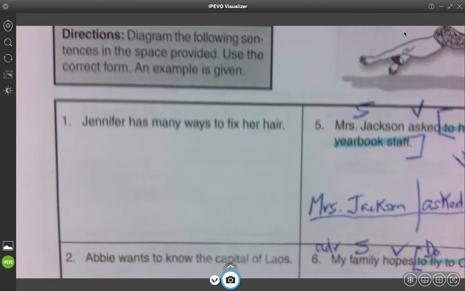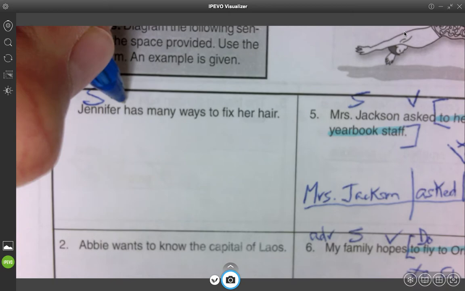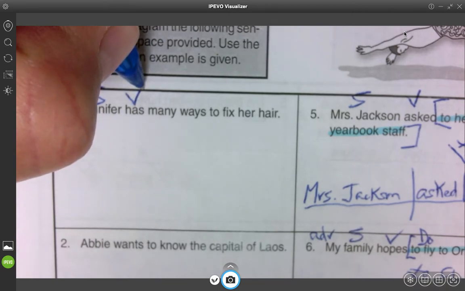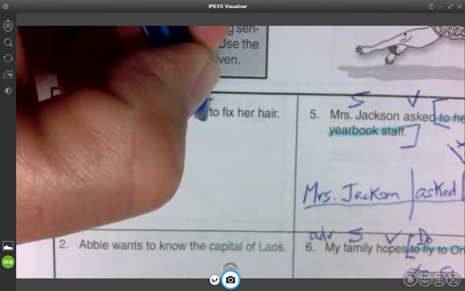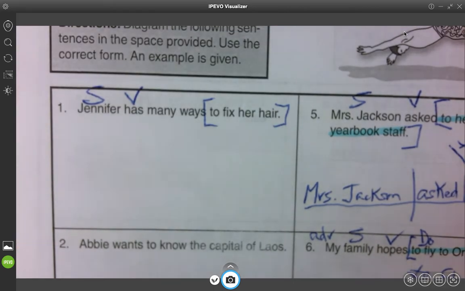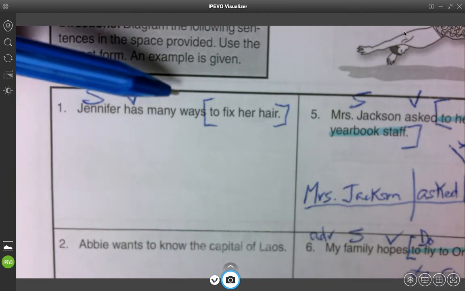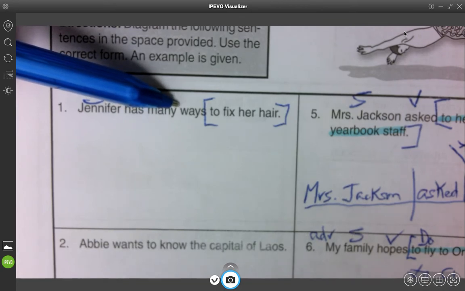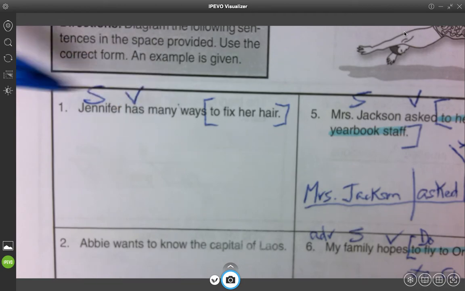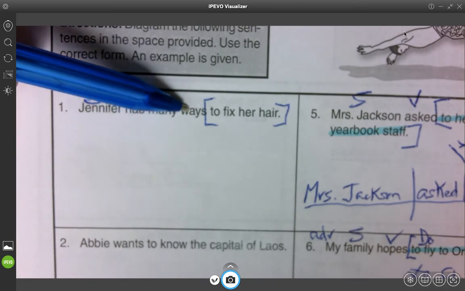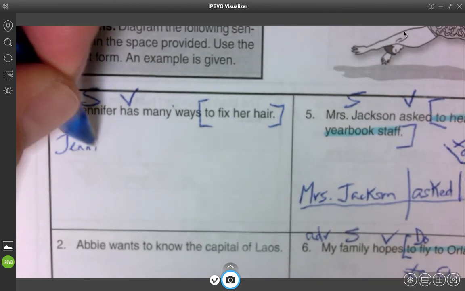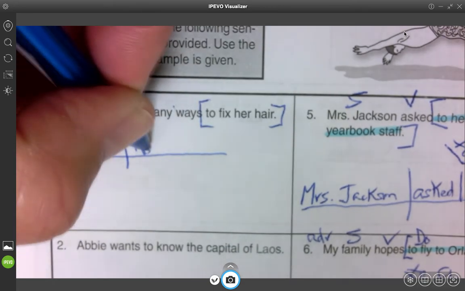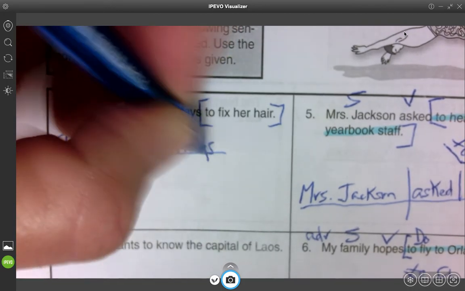We'll take one additional item. Subject, verb, I'm confused. I don't know what to do here. Has ways. What is this going to serve as? Is ways a verb, or is that a thing? Jennifer has ways. This is a direct object. Jennifer has ways.